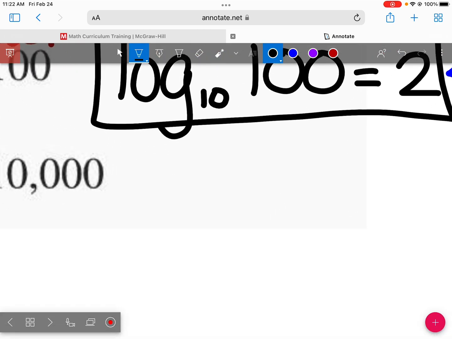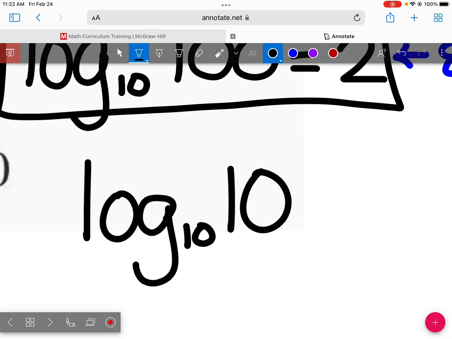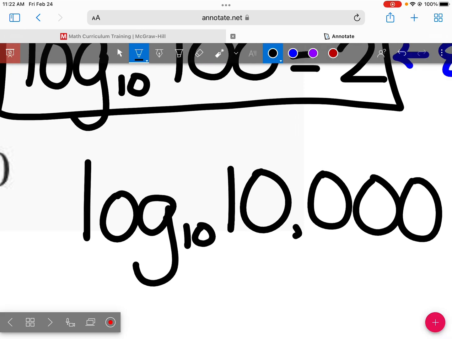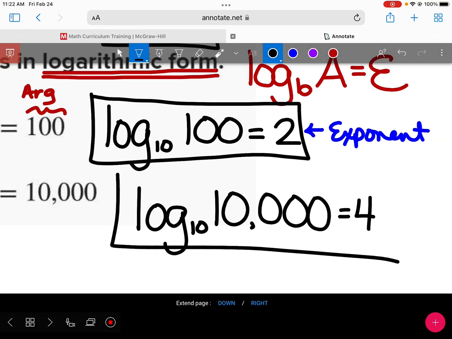What about number 4, the last one? What will this look like in logarithmic form? Log 10. Yep, log base 10 of 10,000 equals 4. Wonderful. So far, so good on the bell work?